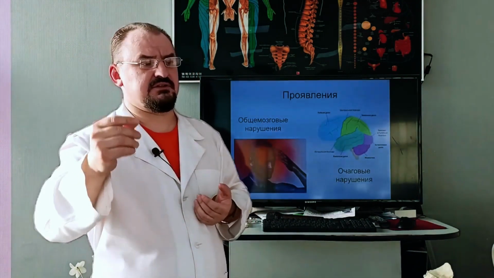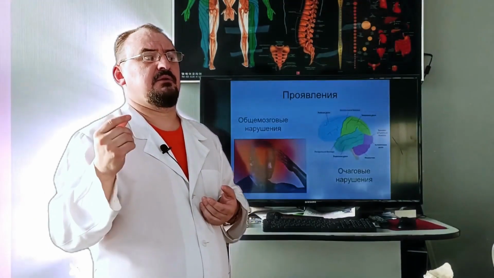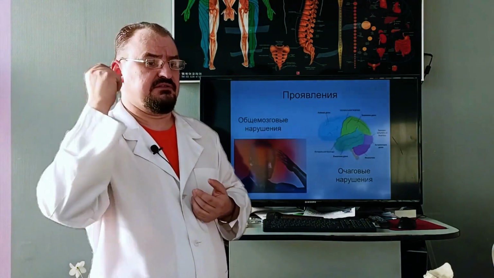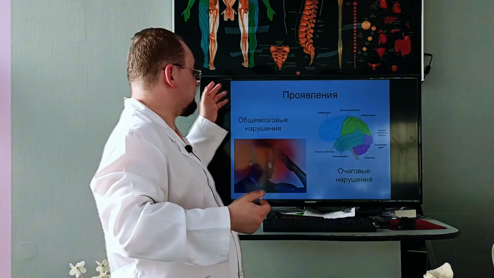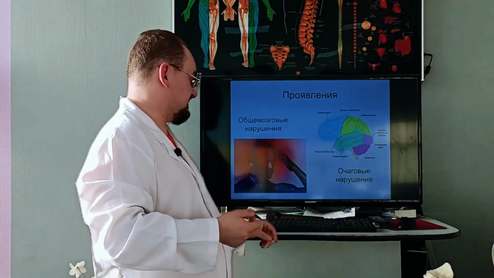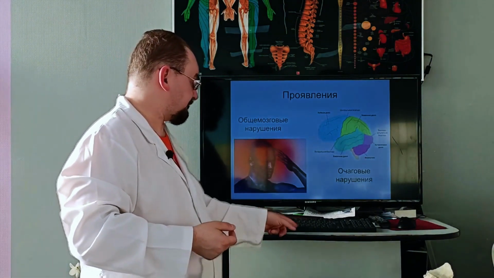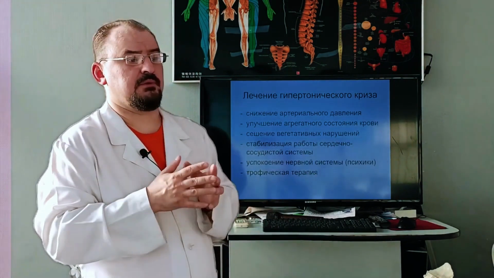And this is a critically severe condition for the human body, requiring emergency medical assistance. These are the manifestations of a hypertensive crisis, specifically its neurological complications. How should it be treated?